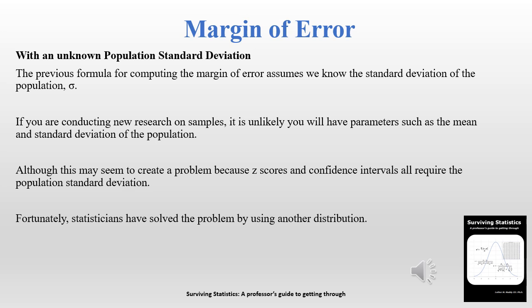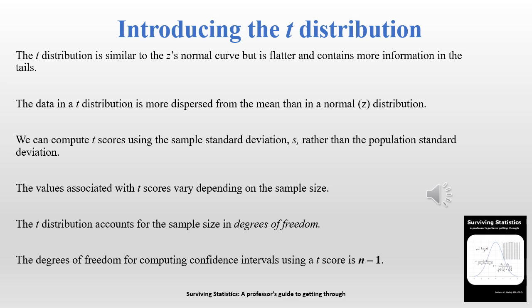Fortunately for us, though, statisticians have solved the problem by creating another distribution called the t-distribution. All right, the t-distribution is very similar to a regular normal curve. It's a little flatter, and there's a little bit more information on the edges, a little bit more dispersed around the mean. Now, we're going to be using a t-score in this case because we do not have the population standard deviation to compute the margin of error. In real life, in statistics, we often use the t-score with smaller sample sizes, usually of less than 30.